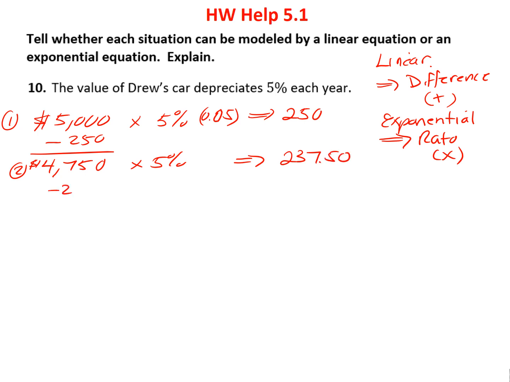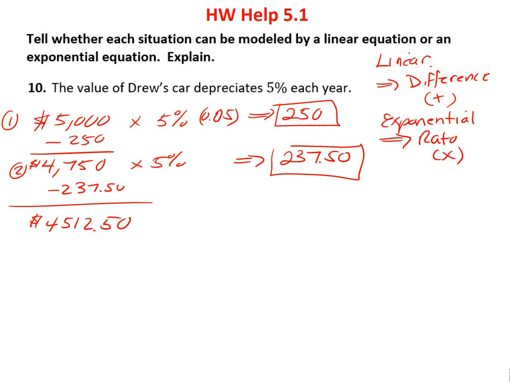So now if I subtract 237.50, okay, I get, his car is now worth $4,512.50. Now here's the key thing to notice right here. Notice that it went down, but first it went down 250, and then it went down 237, and if I multiply this by 5%, it's going to go down by 4512.5 times 5%.